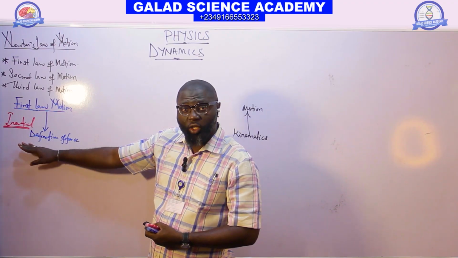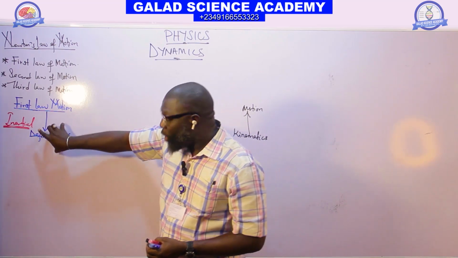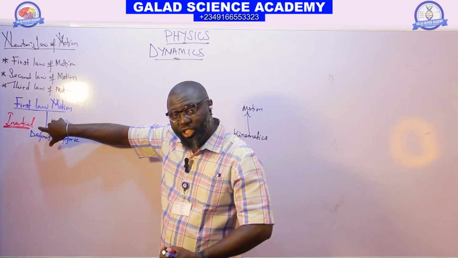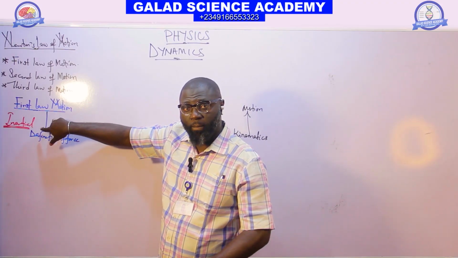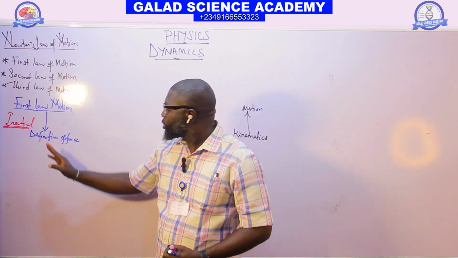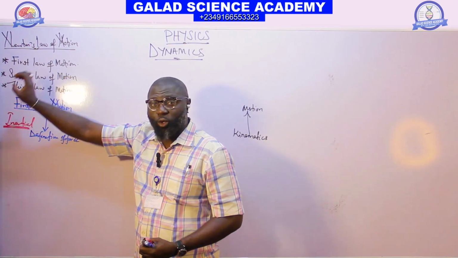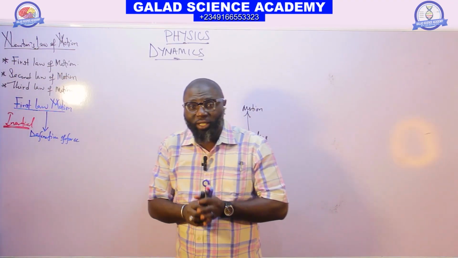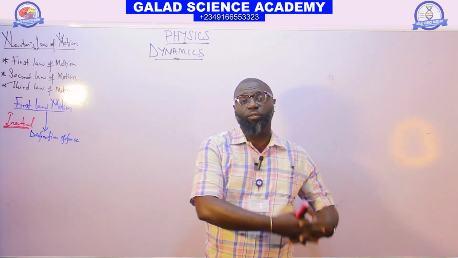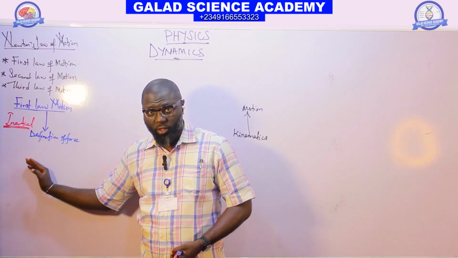The first law of motion gives us the definition of force. It tells us that force is an external agency that changes the position or shape of a body. So the purpose of this first law of motion is to give us the definition of force as an external agent that changes the position or shape of the body. So it defines force for us.